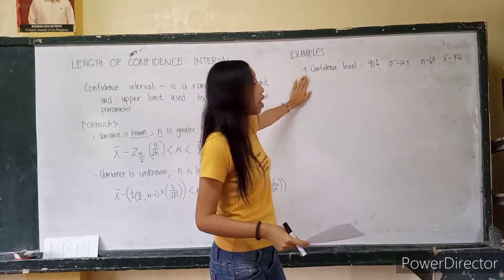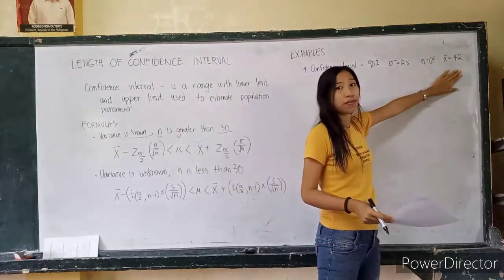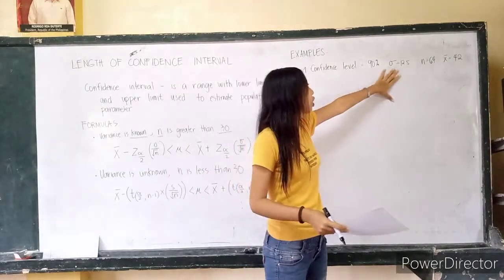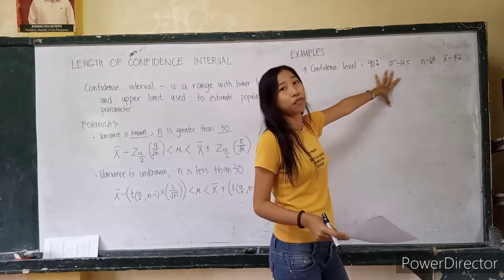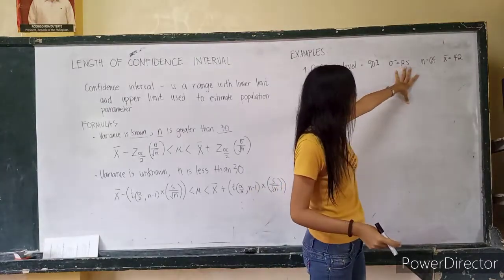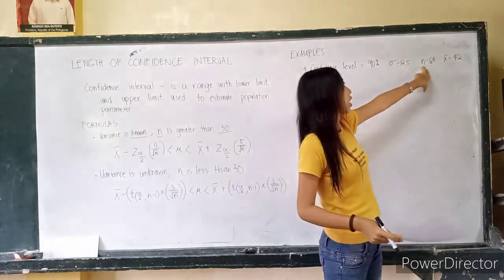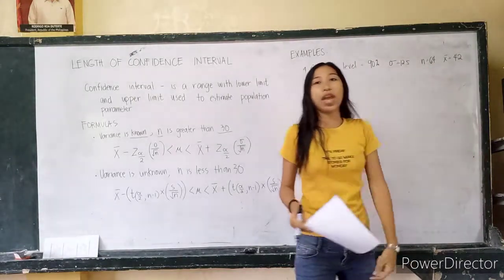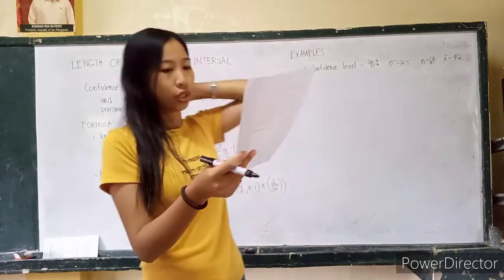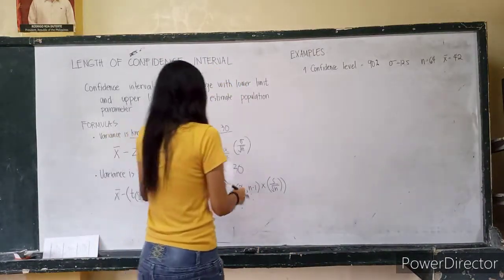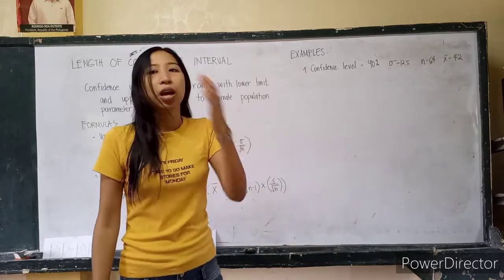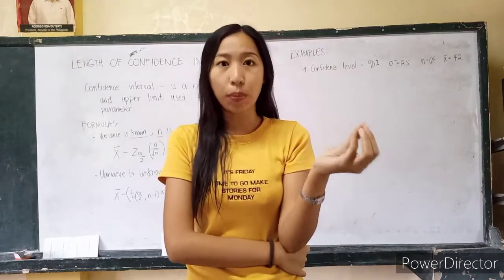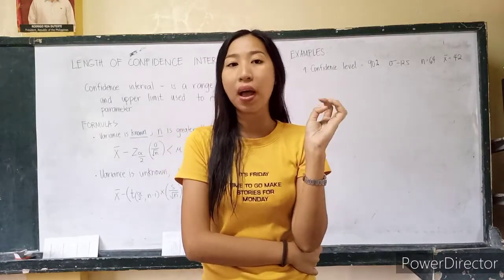So example number 1, you have the following given. First, the given. You have confidence level which is equal to 90%. And then you have population standard deviation which is equal to 12.5. You also have your sample size or n equals 64. And you have your sample mean or x bar which is equal to 42. So what do we do with that? First, the step we need to take before we proceed is to determine which formula we will use.